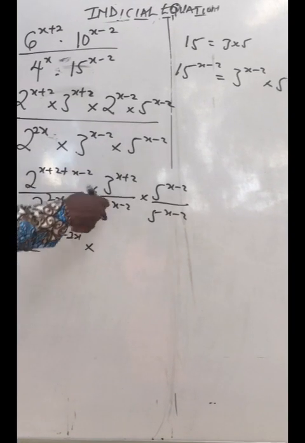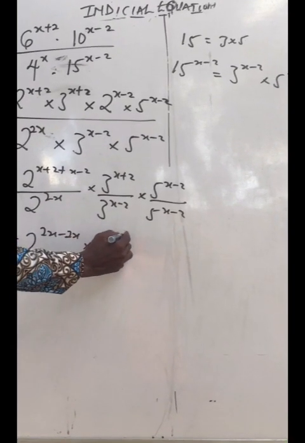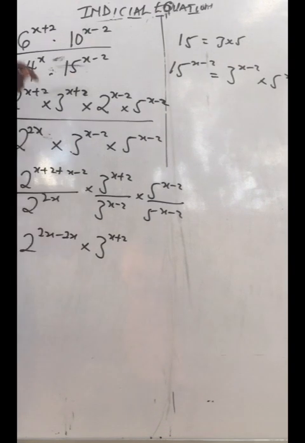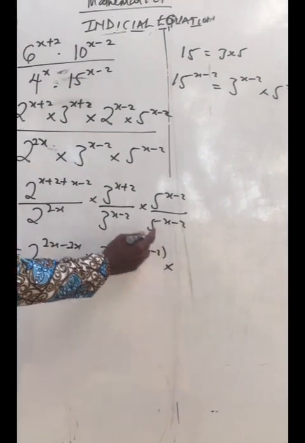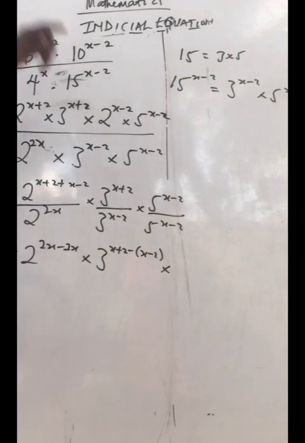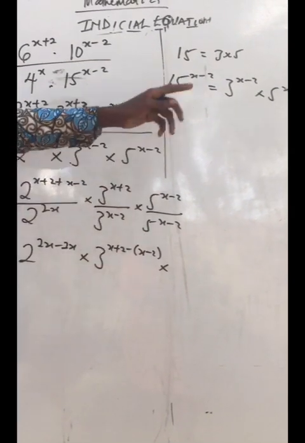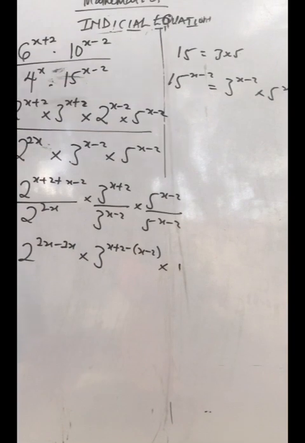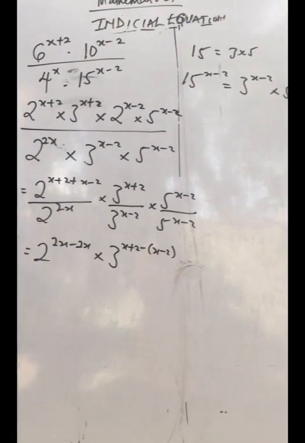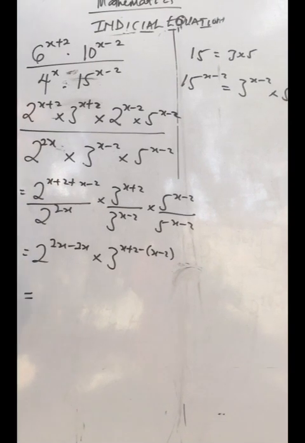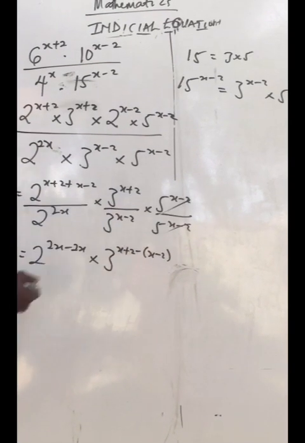Times, look at these two here. We end up having 3 raised to the power x plus 2. Remember, I told you division, you subtract. Whenever you have division in indices, you subtract. And this one, you can actually cancel them out. 5 raised to the power x minus 2, 5 raised to the power x minus 2. That's a 1, no doubt. And so that can simply be left as this thing here. So that means you can actually cancel this one out.